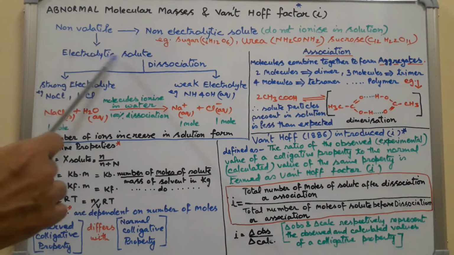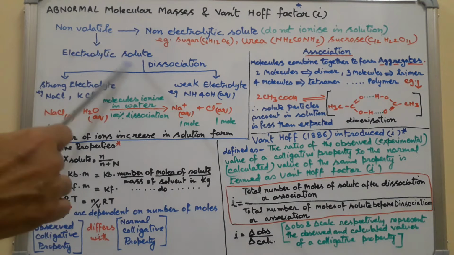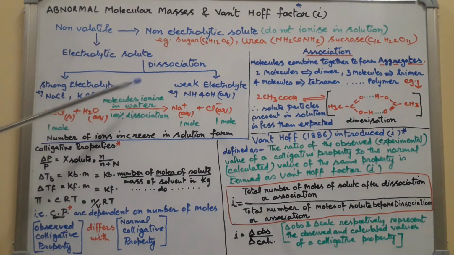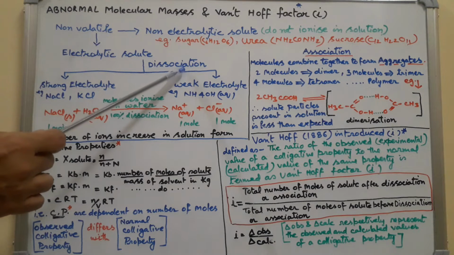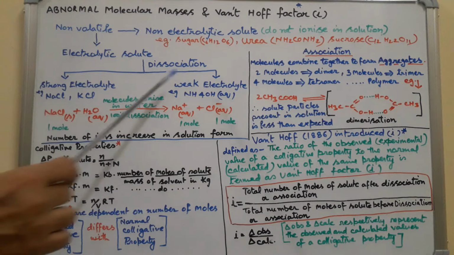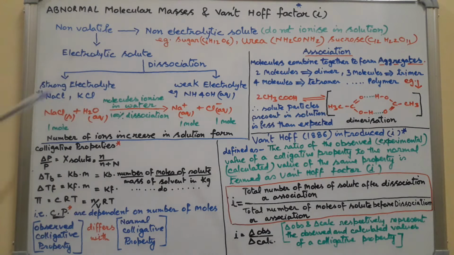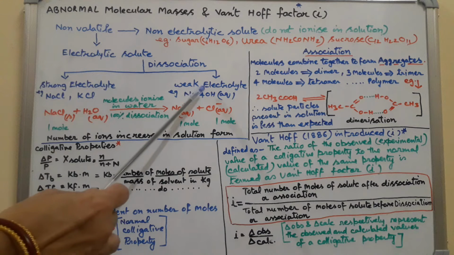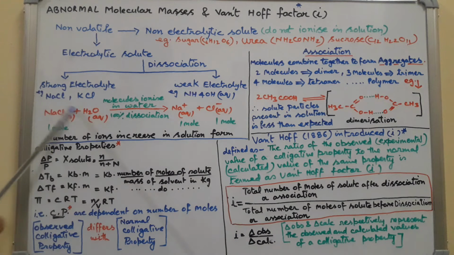Now let's see what is electrolytic solute. Electrolytic solute is that which undergoes dissociation, and these are of two types. What happens with the electrolytic solutes? They are dissociating chemically and changing into their ions. The capacity with which they do so is categorized as strong electrolyte and weak electrolyte. Example is already written here.